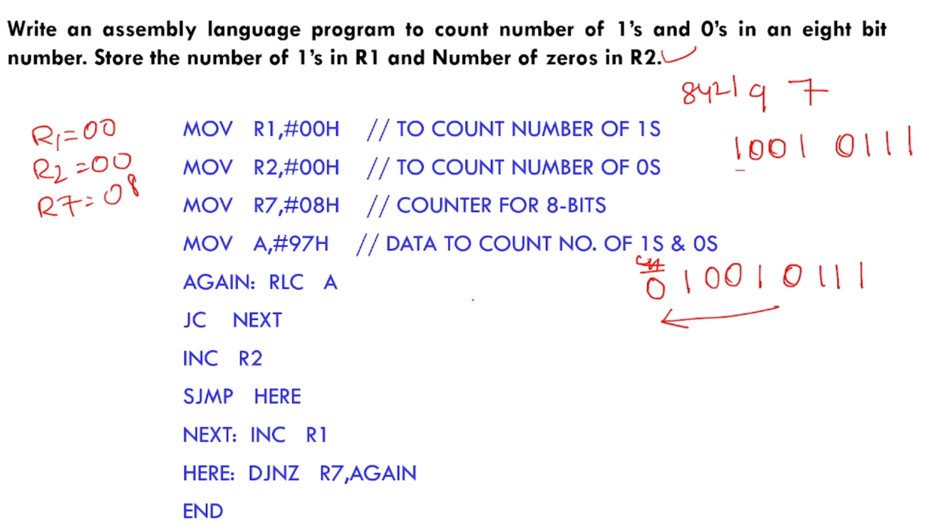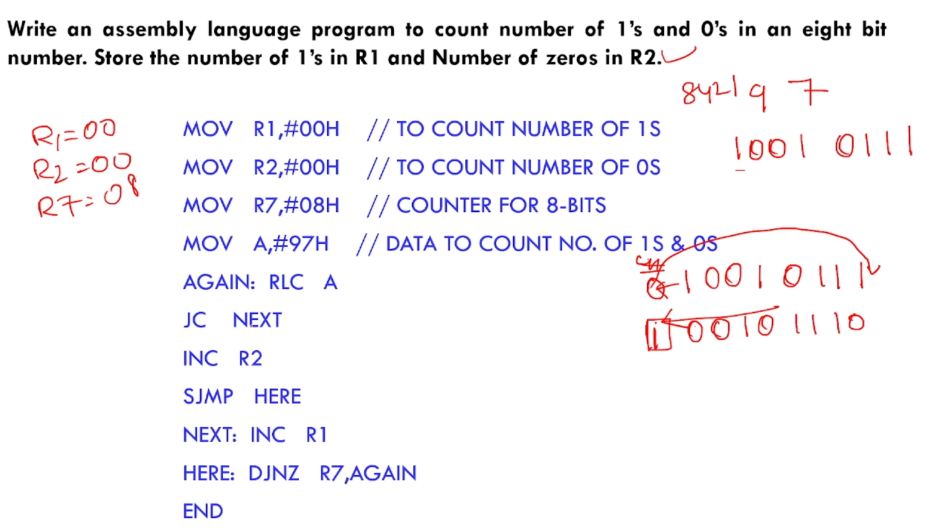Okay, so now rotate left along with the carry. Once I execute this instruction, what will it do? This will come here, that means 1, so the carry will be updated as 1, and 0 0 1, this 0 1 1 1. So already you have a 0, right? So that will come this side, 0.